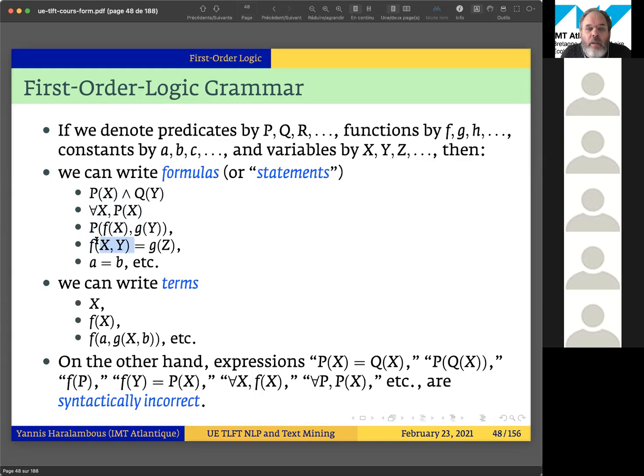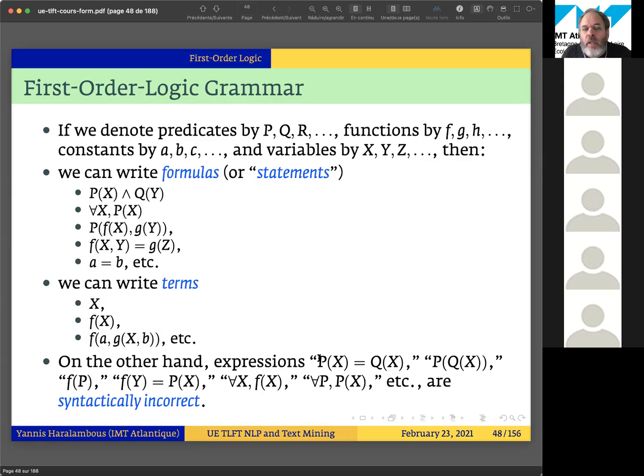So in here they are terms, they are functions. And here you have an equality between constants. So these are formulas. These are not formulas, these are terms. So if I take just a variable, or a function applied to a variable, or a function applied to any combination of functions, variables, constants, I get terms.